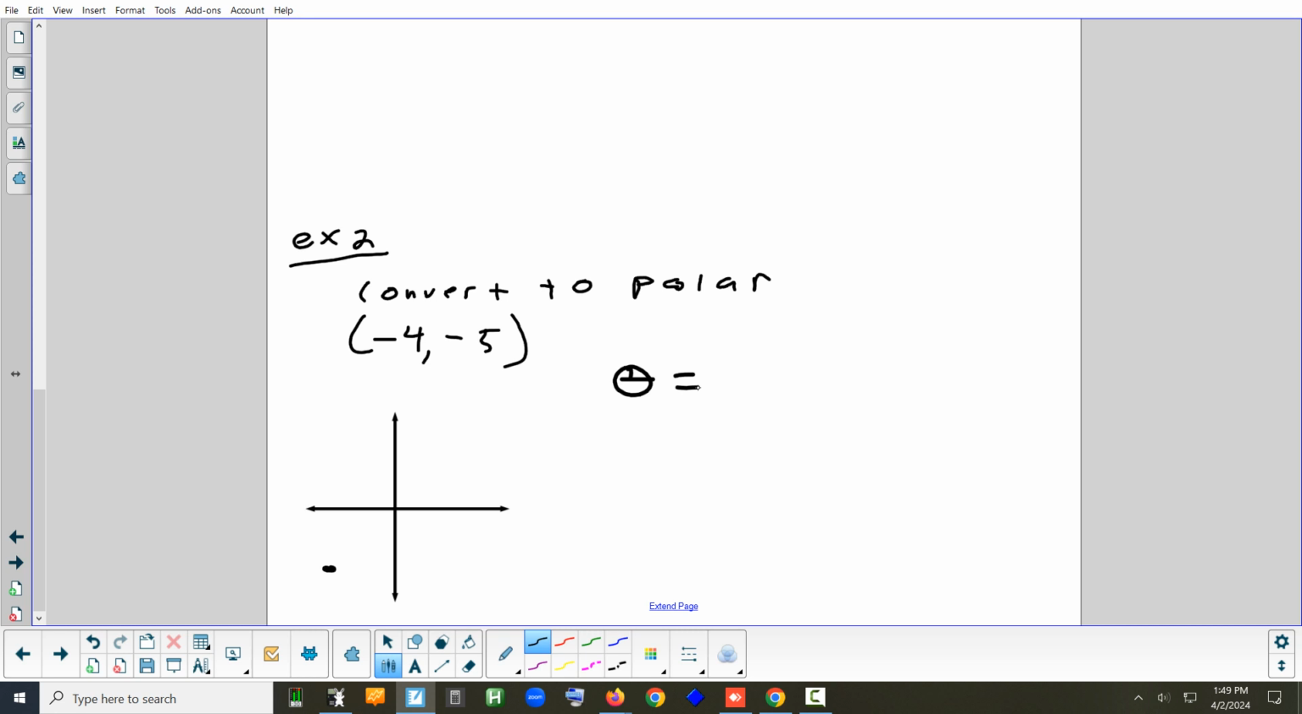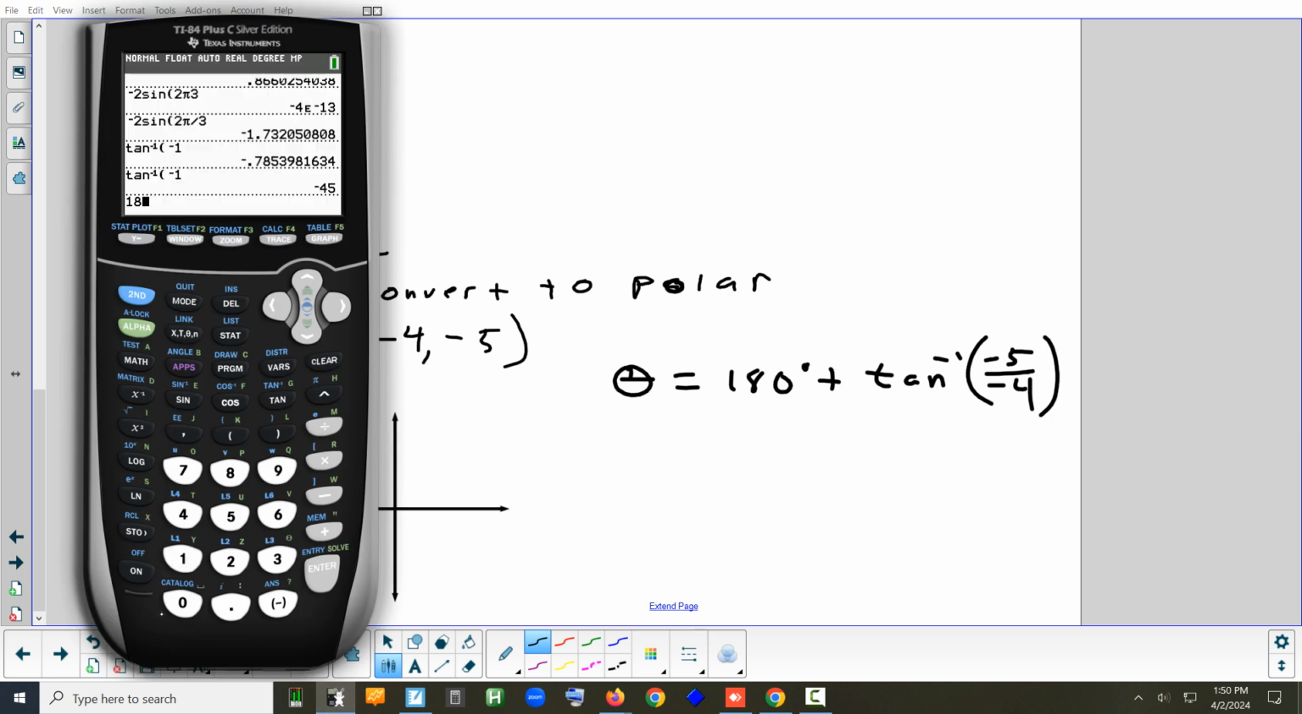180 plus inverse tangent of y over x. So in this case, it's inverse tangent of y over x, -5 over -4. So now we can just cancel the negatives. So it's 180 plus the inverse tangent of 5/4. It's 231.3. We'll call it 231.34.